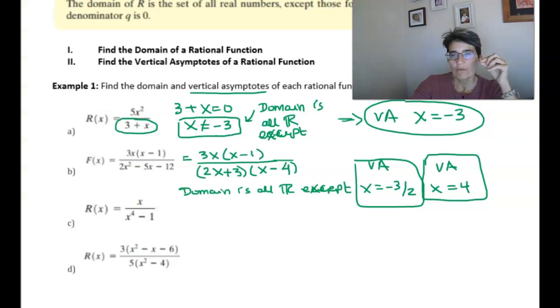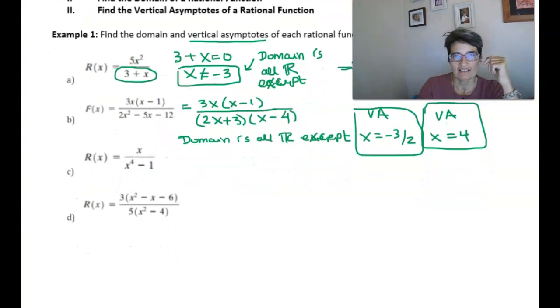So you can see that when you find the excluded values from the domain, those values could either be a vertical asymptote or they could be a removable discontinuity, which is a hole in your graph. Okay? So you decide which is which by going back to your factored function and seeing if it simplifies. If it doesn't simplify, they're vertical asymptotes. If it does simplify, the part that simplifies is a removable discontinuity, a hole in the graph.